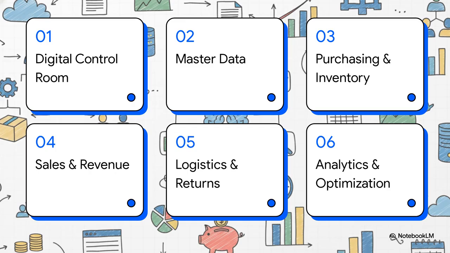Here's our roadmap. First, your digital control room. 2, building your master data. 3, purchasing and inventory workflows. 4, driving sales and revenue. 5, logistics, delivery, and returns. And finally, 6, analytics and system optimization. All right, let's jump right in.